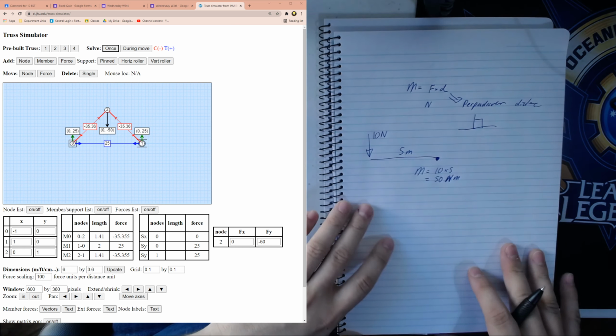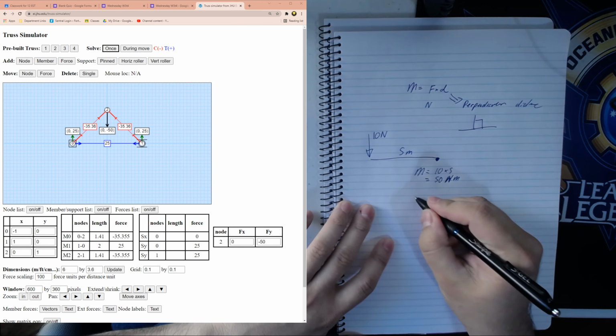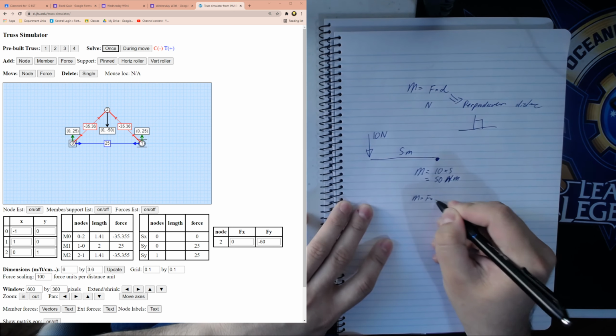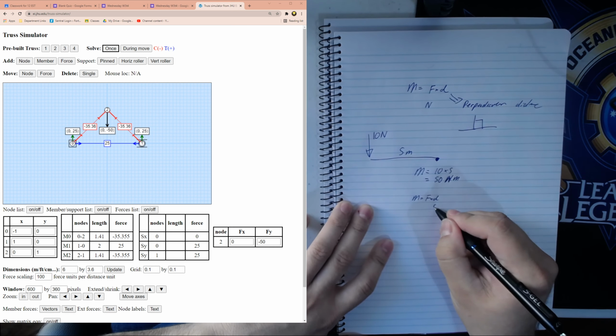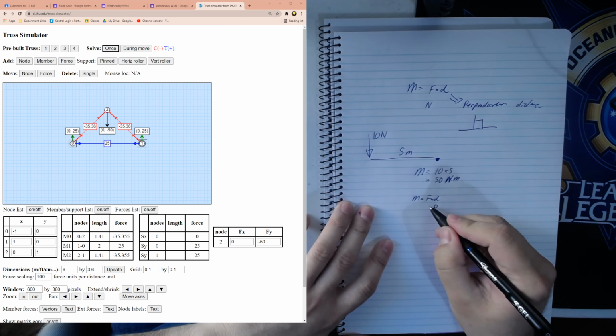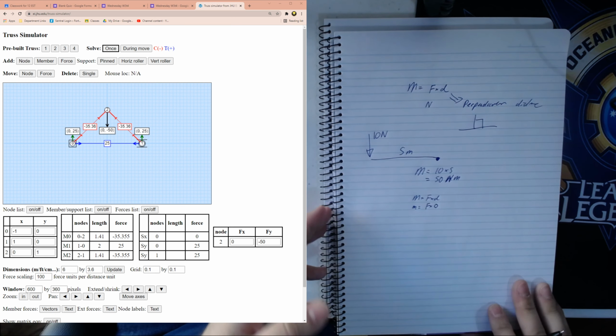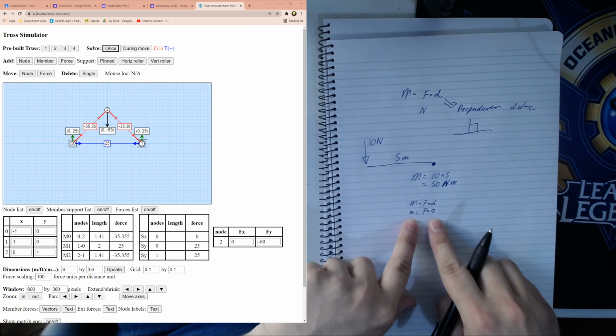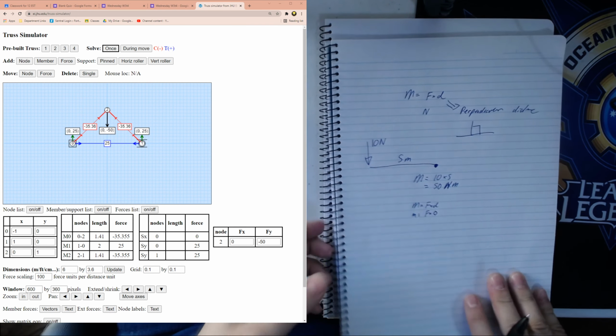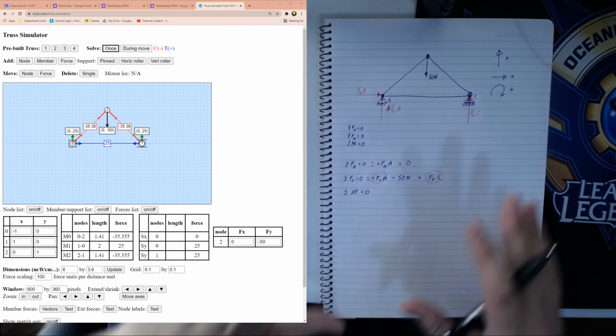What this means is if we get to any scenario where we have our moment equals F times D, if we ever get to a point where our D is equal to 0, it doesn't matter how big our force is, our moment is going to equal 0. So we use this particular exploit to solve this question over here.